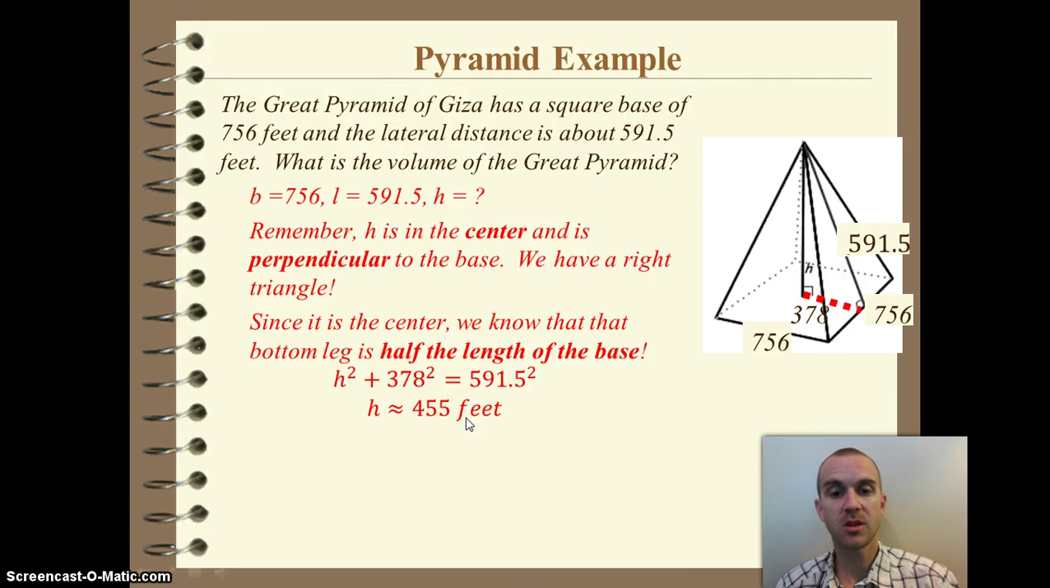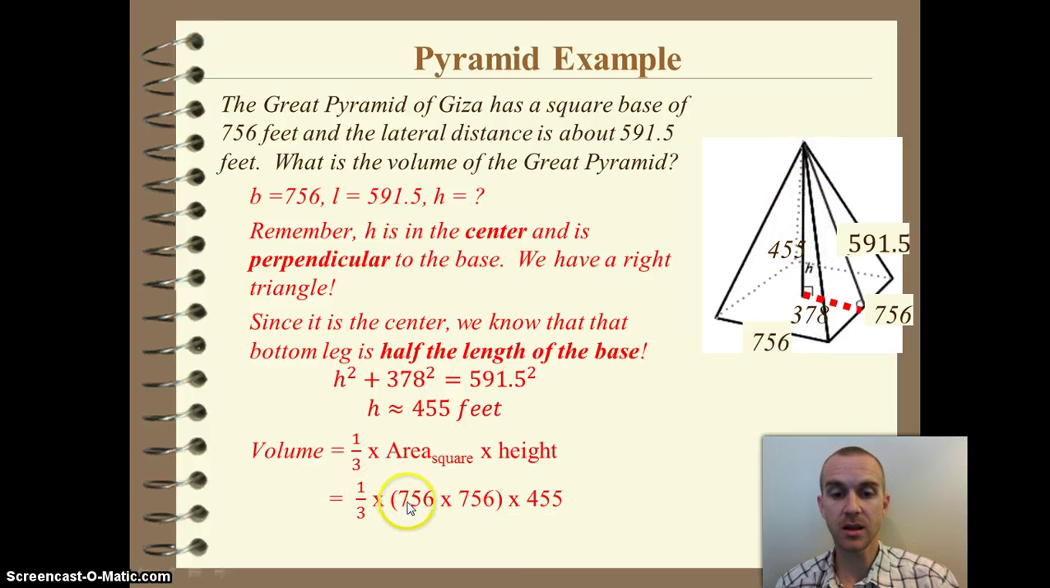Now I have the ability to do my volume. 1/3 the area of the square, because that's my base, times that perpendicular height to the base. So 756 length, 756 width, 455 height. And that will give me 86,682,960 cubic feet.